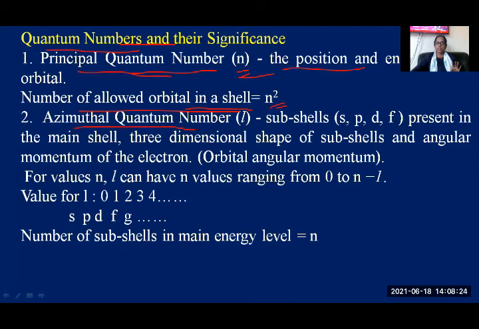The second quantum number is the azimuthal quantum number, designated as small l. It gives you the subshells in the main energy level, which can be s, p, d, f orbitals in 3 dimensions. So it also tells you the shape of the subshell, or the orbital. What are the possible l values for any n value? For any given n, l can have values ranging from 0 to n minus 1. In the first shell, what is the possible l value? It is 1 minus 1, so the l value is only 0.